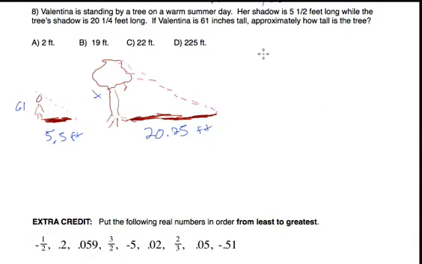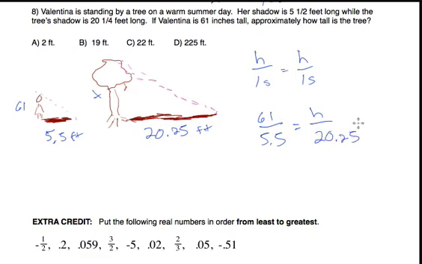So what are we comparing? We're comparing height to length of shadow, equals height to length of shadow. All right, the height of Valentina is 61. Her shadow is 5.5 feet. And that should equal the height of the tree, which we don't know, over the length of the tree shadow, which is 20.25 feet. 20.25 times 61 divided by 5.5 gives you 224.59. And so how approximately tall is the tree?